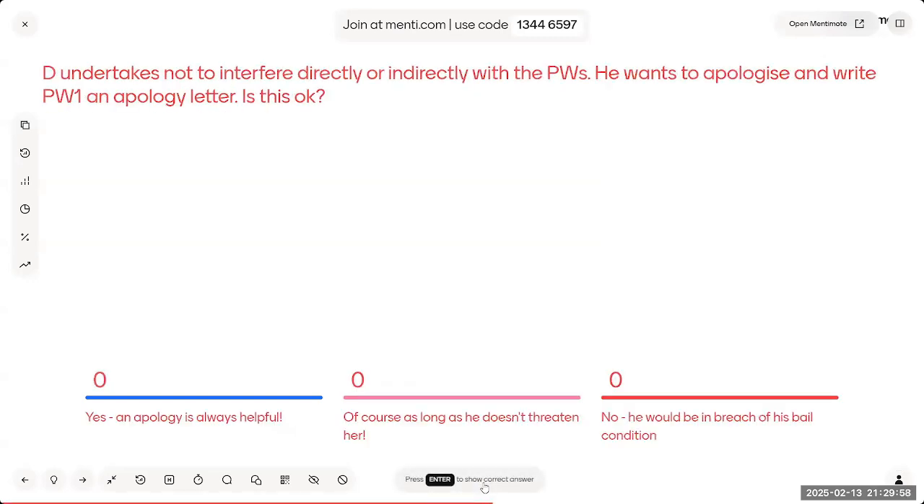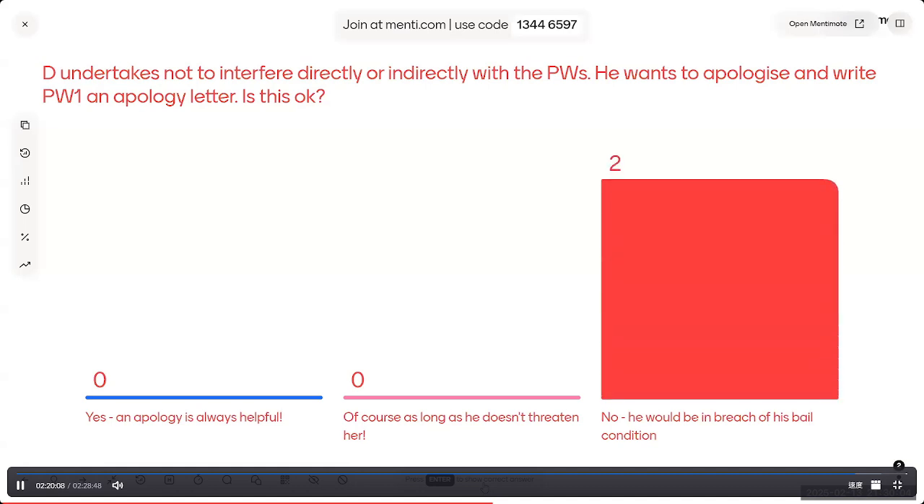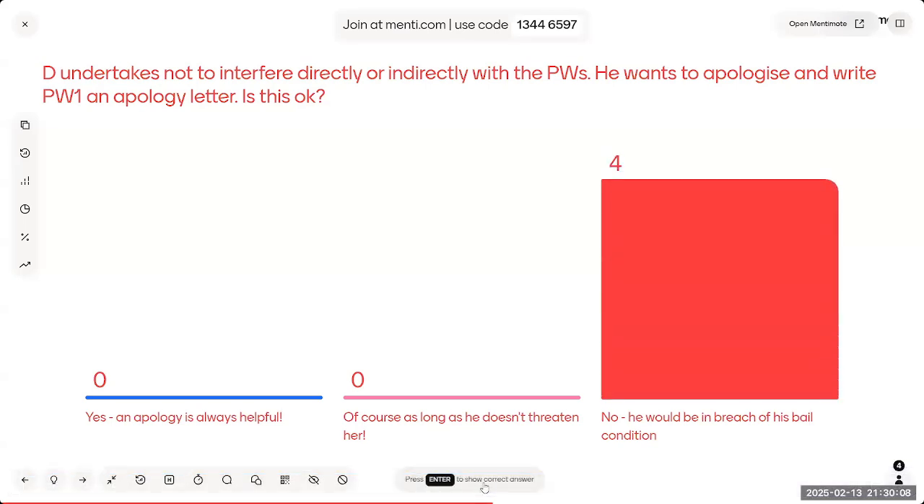Defendant undertakes not to interfere directly or indirectly with the prosecution witnesses. He wants to apologize and write PW1 an apology letter. Is this okay? Yes, an apology is also always helpful. B, of course, as long as he doesn't threaten her. No, he would be in breach of his bail condition. If he undertakes not to interfere directly or indirectly, he cannot contact at all, right? Even if he wants to apologize.